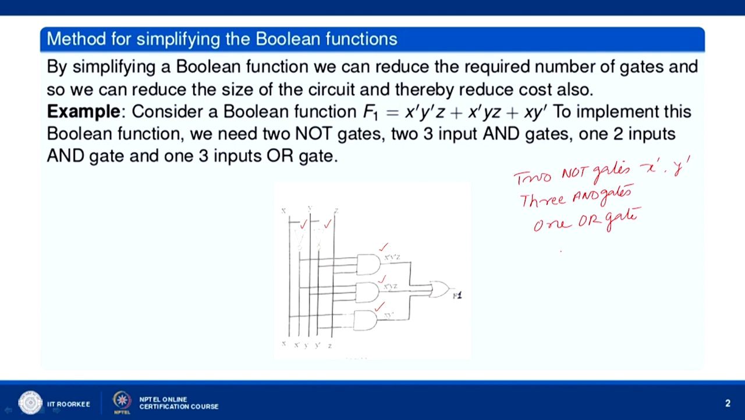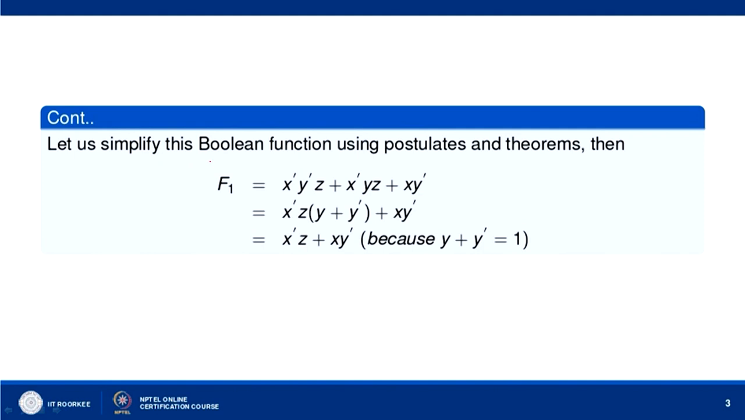plus x y'. Now, let us simplify this Boolean expression using the postulates and the theorems that we have earlier studied. So, let us simplify this Boolean function using postulates and theorems. We have f1 equal to x' y' z plus x' y z plus x y'. We can then use the distributive law, which says that A star (B plus C) equals A star B plus A star C.